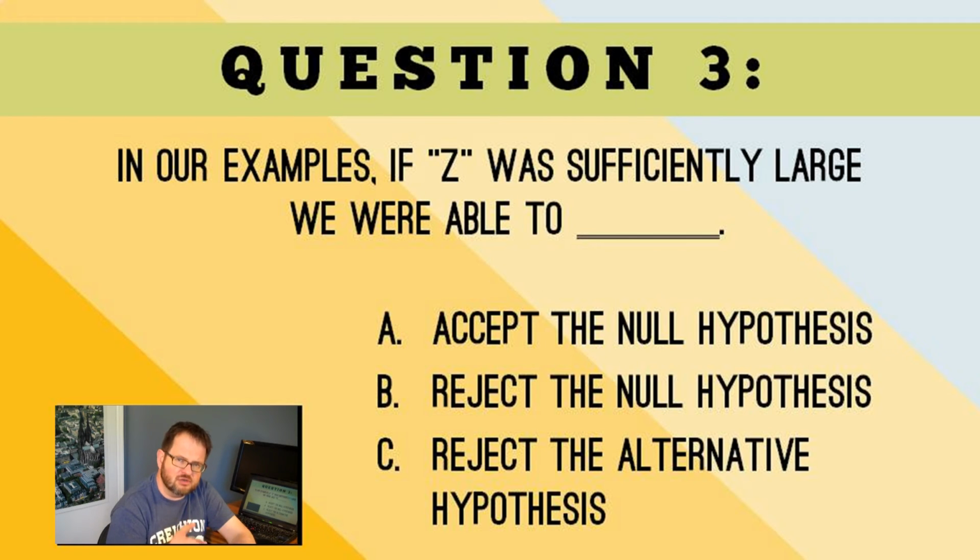But before I do, and before we move on to that third part of the lecture, let's actually move on and talk about question 3 real quick. Question 3. In our examples, if this test statistic Z was sufficiently large, we were able to A, accept the null hypothesis, B, reject the null hypothesis, or C, reject the alternative hypothesis. Which of these is what we do if the value of Z is big? Alright, look at those 3 options, make a choice, and get a little feedback before you move on to question 4.